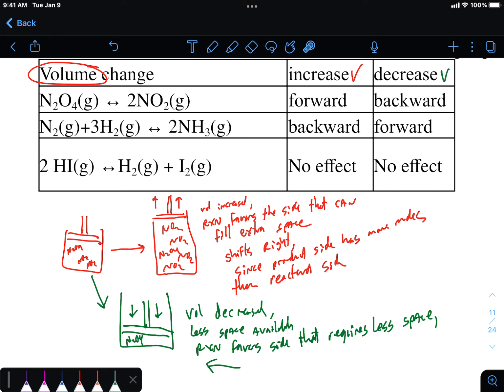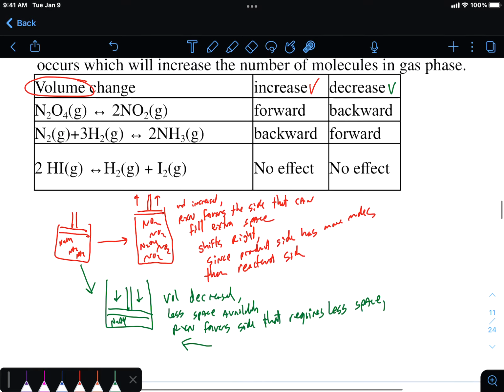All right. And the third example, the decomposition of hydrogen iodide forms hydrogen and iodine. It's equimolar, right? The reactant side and the product side have the same number of moles. So because they're equimolar, changing the pressure or the volume has no effect. It doesn't favor the reactant side or the product side, so nothing would really change.